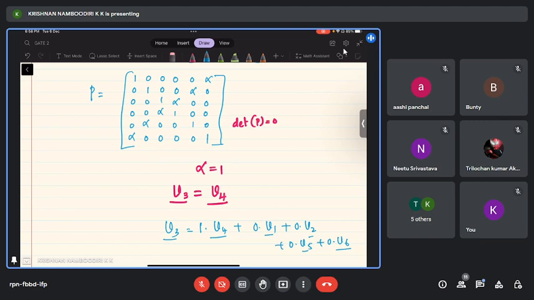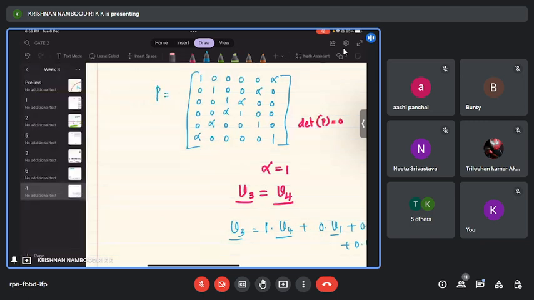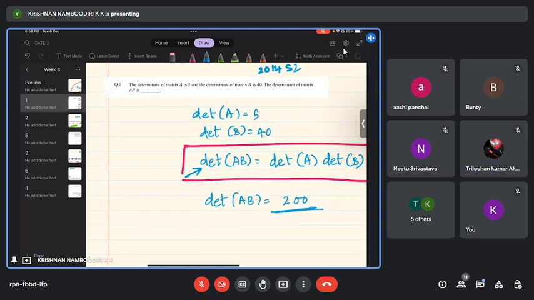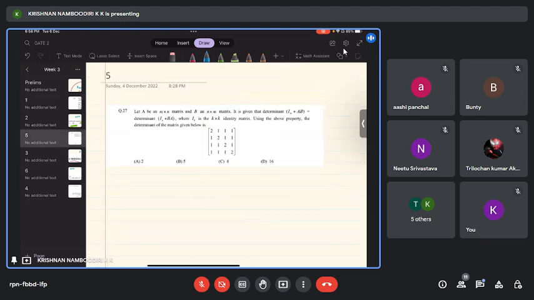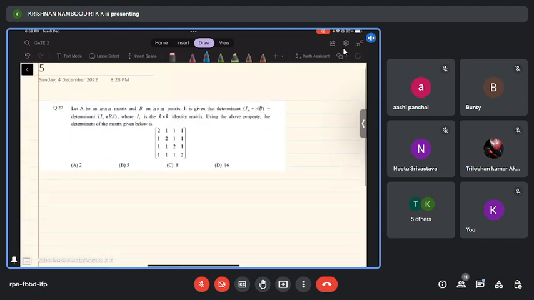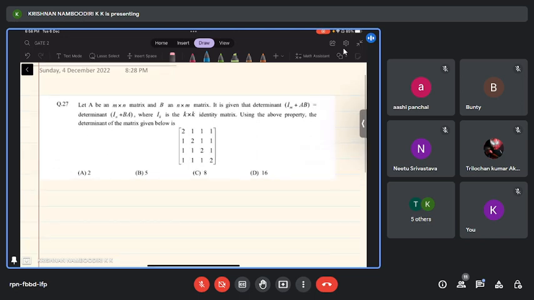So I hope it makes sense. I think the remaining two questions are not very easy. They require some more time to solve, but still, let's see. We will quickly see the question. Yeah, you can see the question, right?